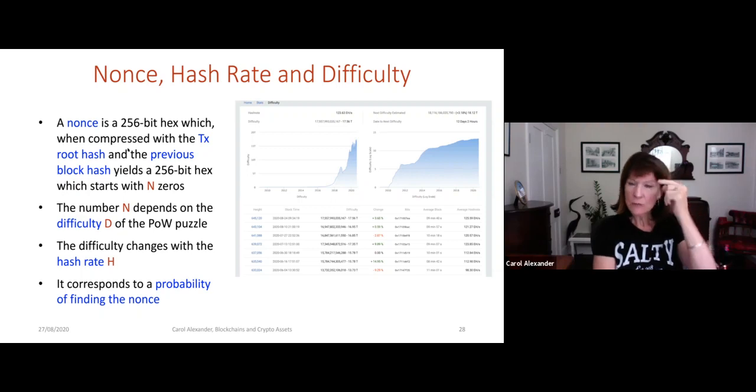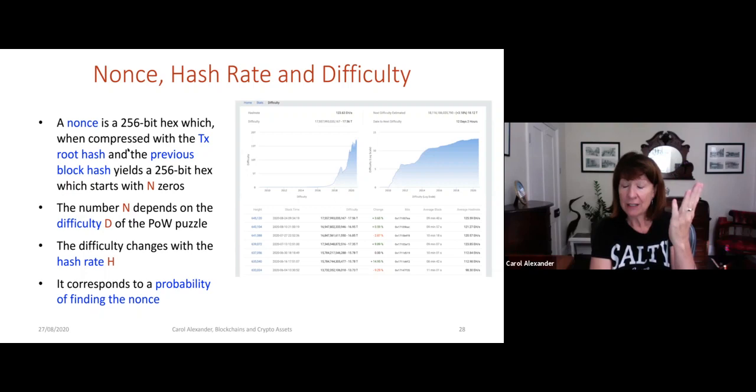So, for example, if n was 1, you would have to find it by trial and error, because you just keep hashing and hashing and hashing until, by chance, you find a 256-bit hex that starts with the number 0. Well, there are 16 numbers in hexadecimal, 0 to F. So the chance that you get a 0 at the beginning is 1 over 16. The chance that you get a 0 followed by a 0 is 1 over 16 times 1 over 16.